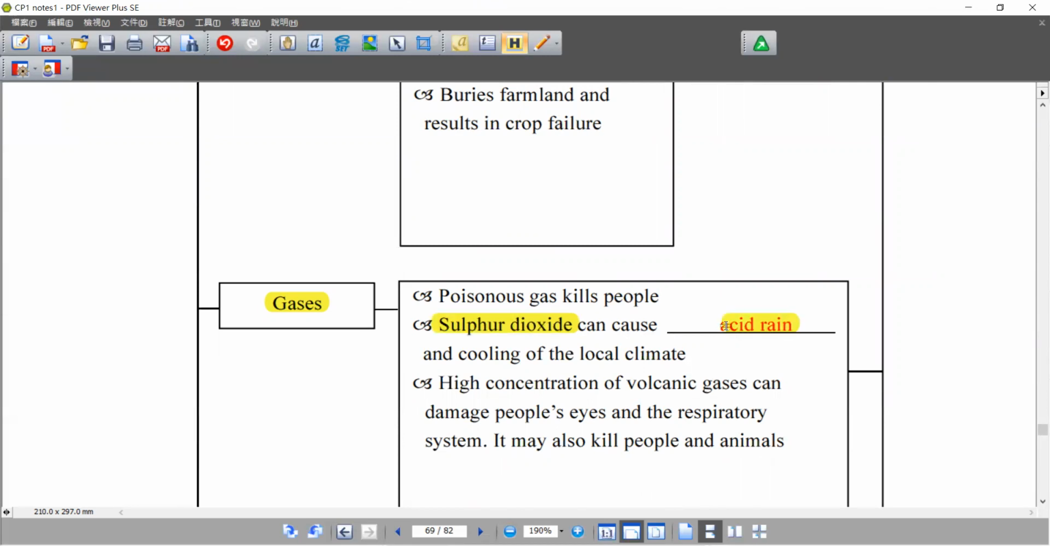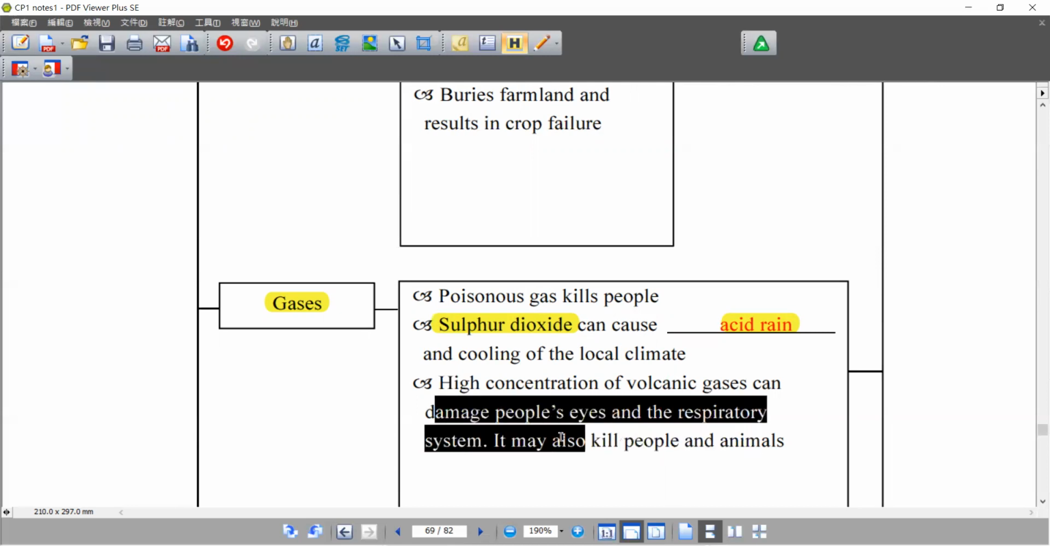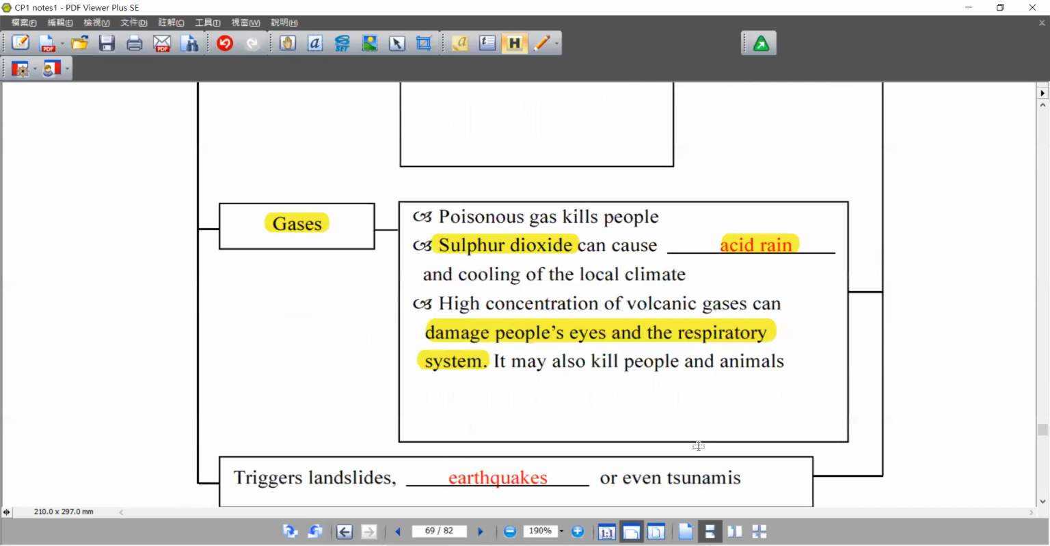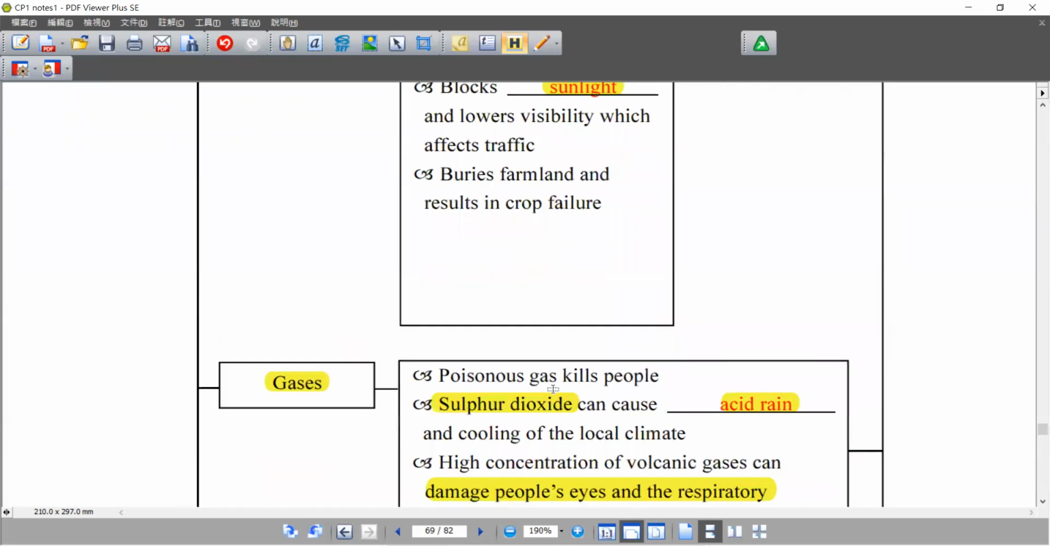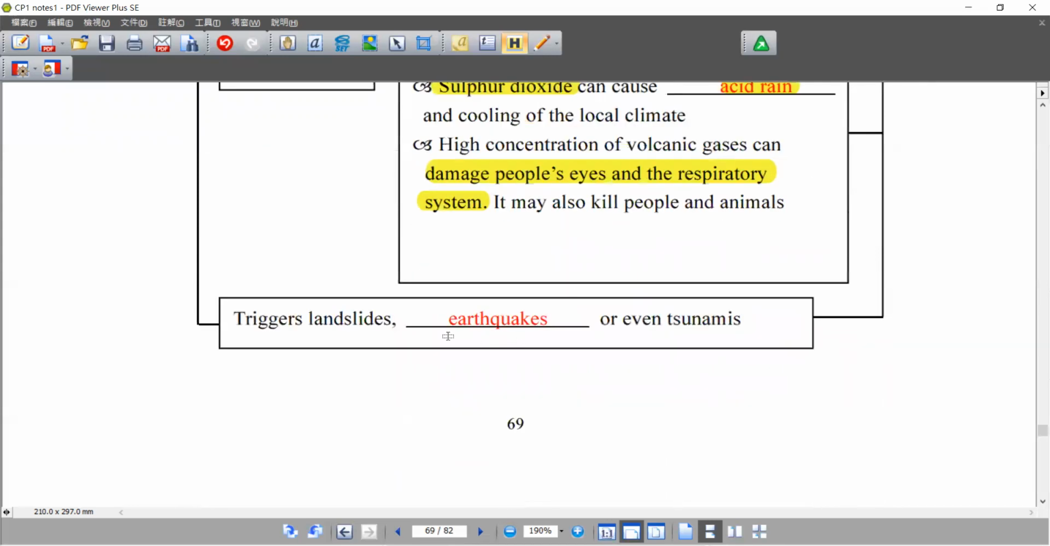I've talked about it. Sulfur dioxide, when you mix it with water, becomes sulfuric acid. Sulfuric acid is strong acid indeed, so it's a bit horrible. It may damage the eyes and the respiratory system, just like the lungs. It may also directly kill people. All together, it may cause landslides, earthquakes, and even tsunamis.